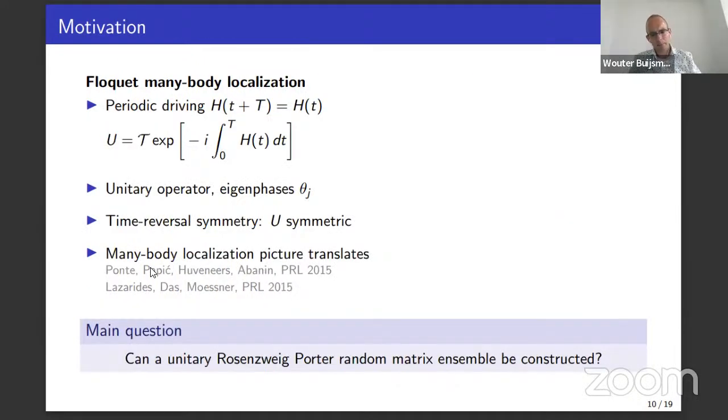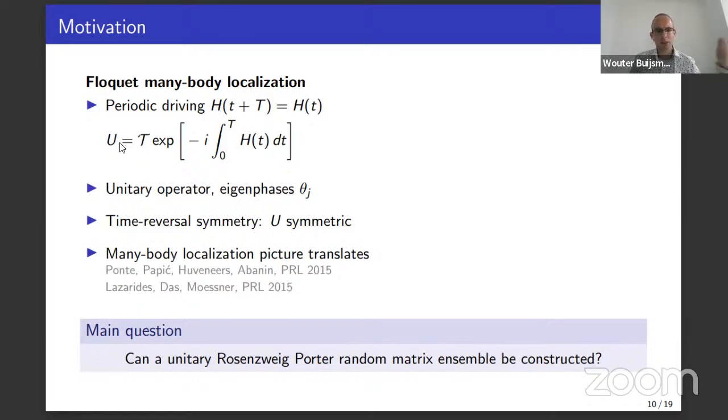Okay, the overall goal of what I did was to propose a circular Rosenzweig-Porter random matrix ensemble. And you might ask, okay, why would you do this? The motivation is that up to now, you saw there is many-body localization for Hermitian systems, for static systems. But many-body localization has also been observed in Floquet systems. And these systems have a time-dependent Hamiltonian, which repeats itself in time. And because the Hamiltonian is time-dependent, it is not very conventional to describe these systems by the Hamiltonian. Instead, we describe them by what is known as the Floquet operator, which is the time evolution operator of this Hamiltonian over a single cycle.